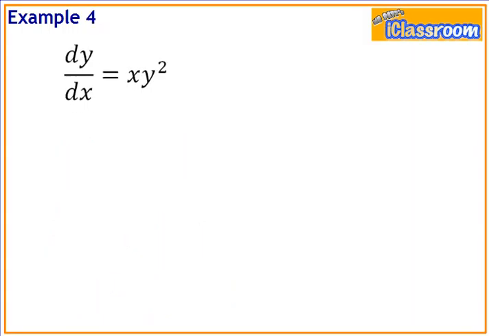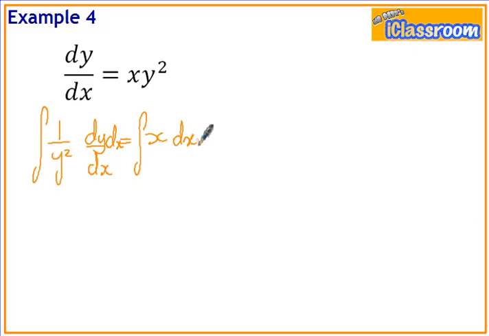Example number 4. Okay, so this time I'm going to divide through by y squared. This is going to be equal to x. And again, in exactly the same way, integrate with respect to x, and I find out the integral of 1 over y squared dy is equal to the integral of x dx.